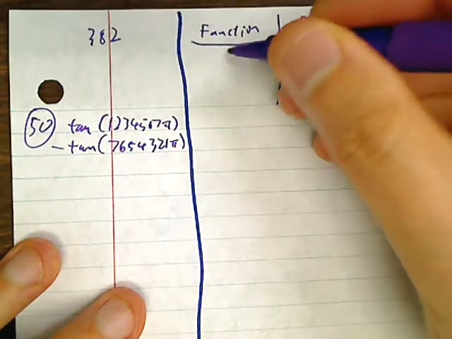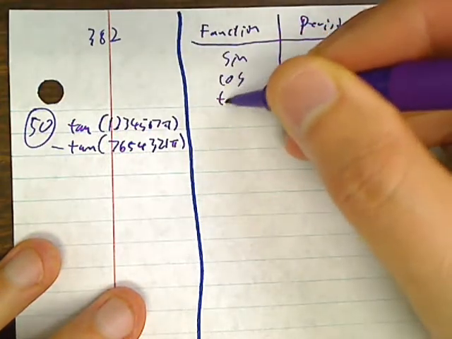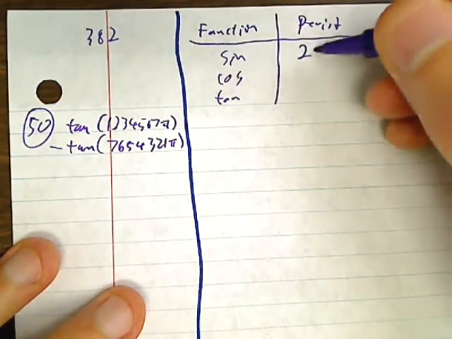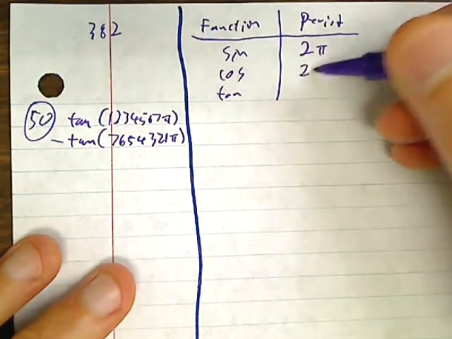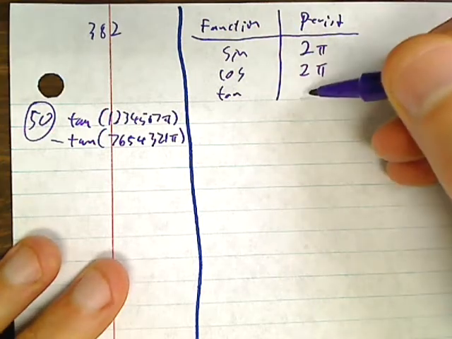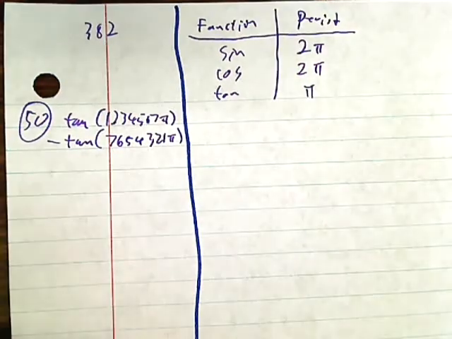Okay, so we have sine, cosine, and tangent. For sine, 2 pi. After you go all the way around the unit circle, it starts to repeat itself. Cosine is also 2 pi. And tangent is unique. Tangent is just pi. And if we look at the unit circle, we can kind of see why.